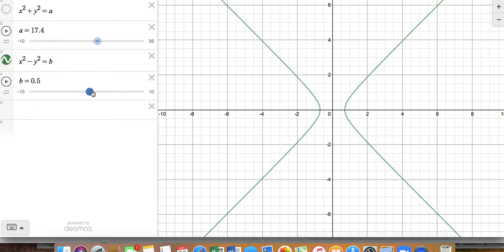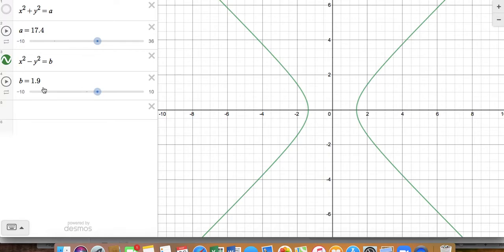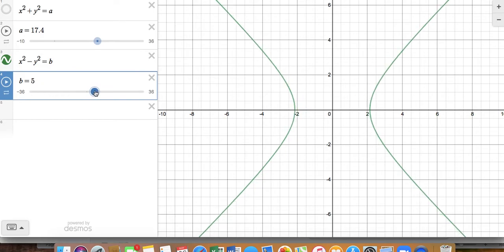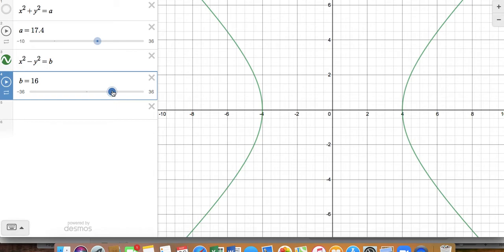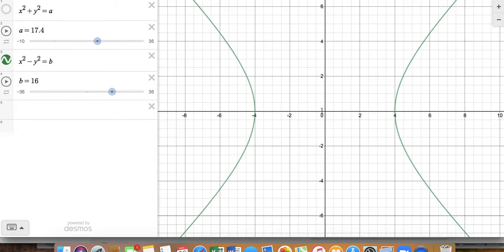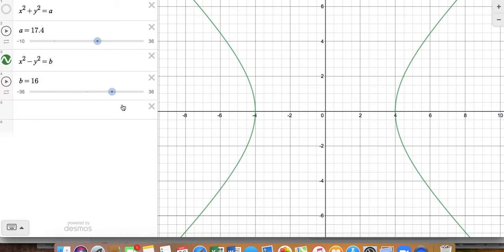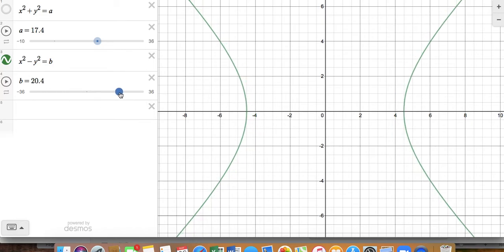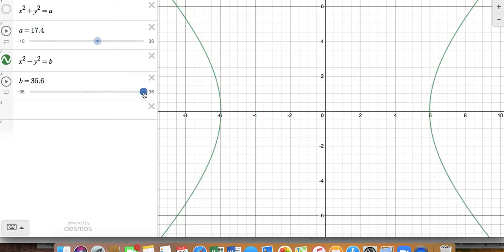As I increase the b value, notice that I'm going to change this a little bit so I can make this. Let's go to 36 here. Let's go to negative 36. And as I increase that b value, b squared is 16, so notice that the distance from the center to the vertex is the square root of 16, which is 4. As I increase that, my distance from the center to the vertex is the square root of that b value.